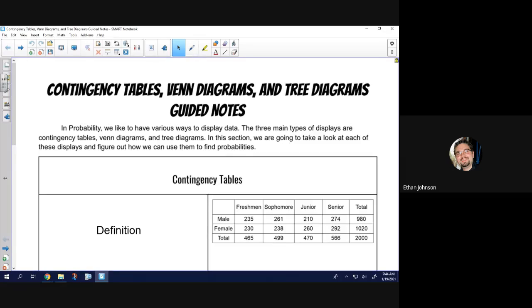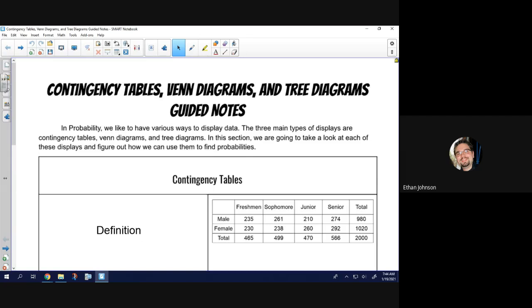Today we're going to be looking at different ways we can display various probabilities. Just like term one, or the first half, dealing with the histograms and all those other displays, there are three main types that we're going to be looking at, as you saw some of them in Unit 4. What they are is contingency tables, Venn diagrams, and tree diagrams.